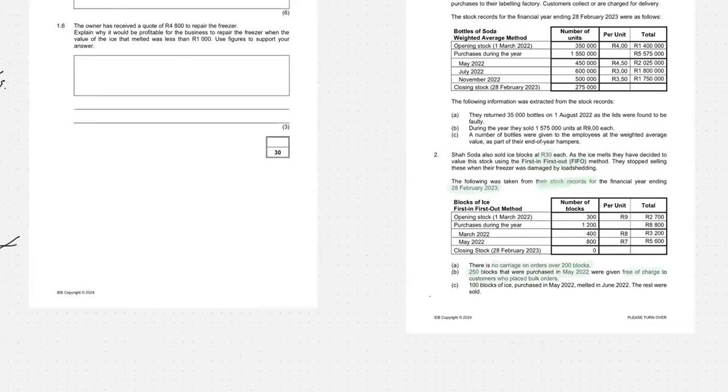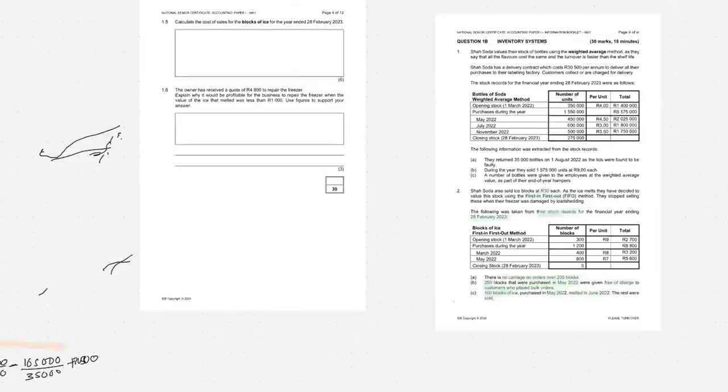And then for C, they're saying 100 blocks of ice purchased in May 2022 melted in June 2022. The rest was sold. Okay, so that information is relevant as well. Then let's see if there's anything else in the next page to know about the ice. Okay, that's just it. So they wanted us to calculate our cost of sales. Now remember, like we said before, cost of sales, that's calculating the cost of the goods that you have sold.